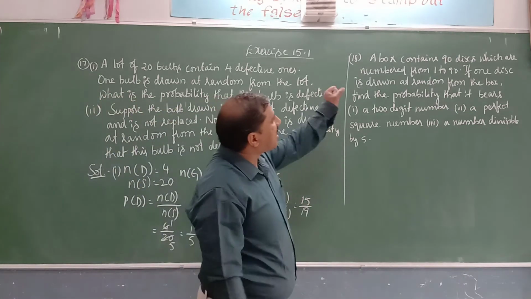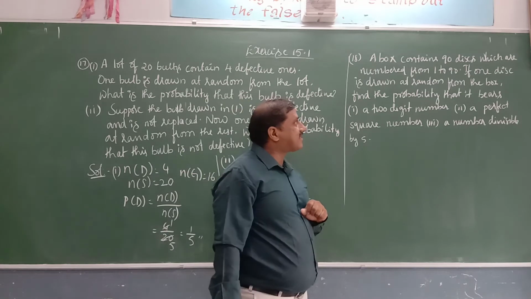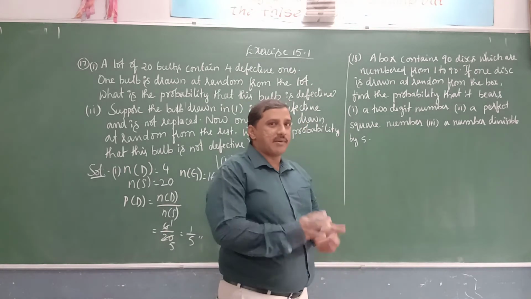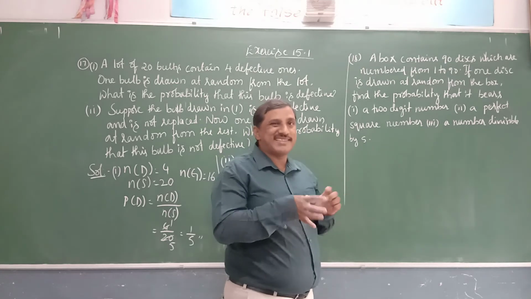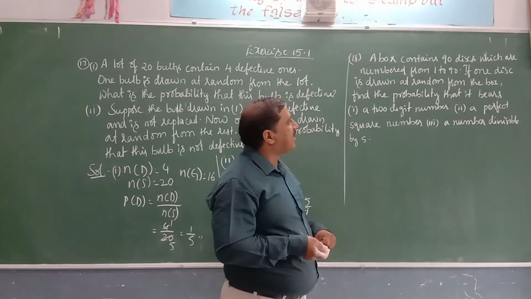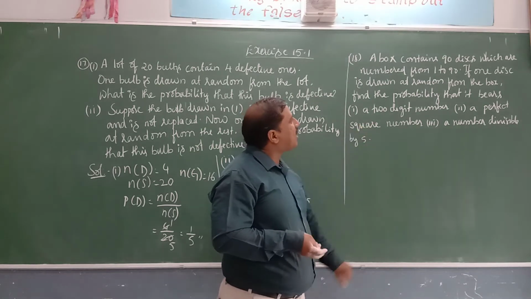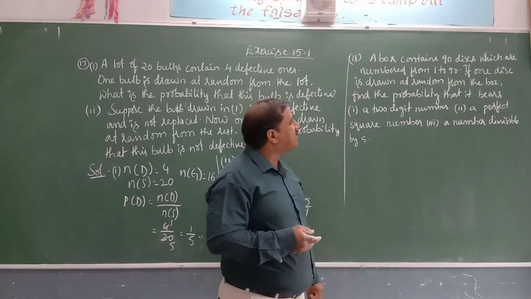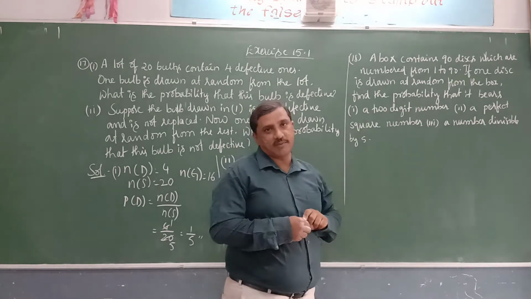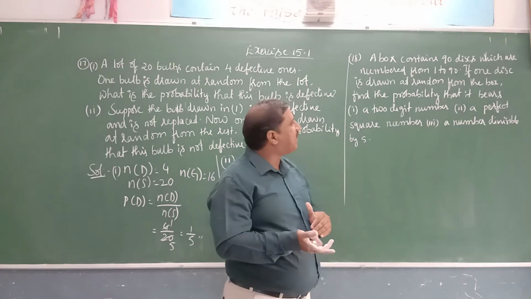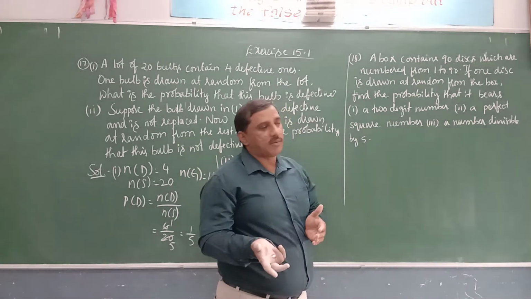Now a box contains 90 discs which are numbered from 1 to 90. So there is a box, in that box some discs are there and numbers were written on those discs from 1 to 90. If one disc is drawn at random from the box, find the probability that it bears a 2-digit number. So how many discs are there with a 2-digit number? We need to find that, then we can find its probability.